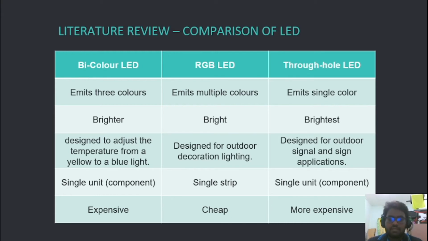When we compare it in terms of cost, the through hole LED is the most expensive one, whereas the RGB LED is the cheapest one in the market. The bicolor LED is between the RGB LED and the through hole LED. It's not too expensive, and it's not cheap either.